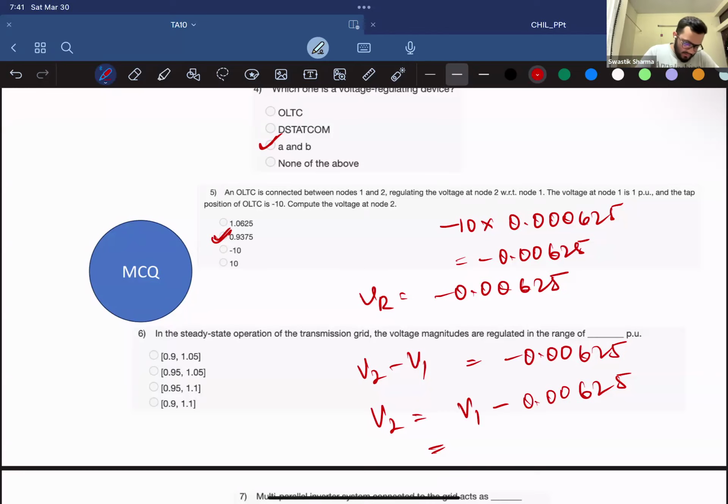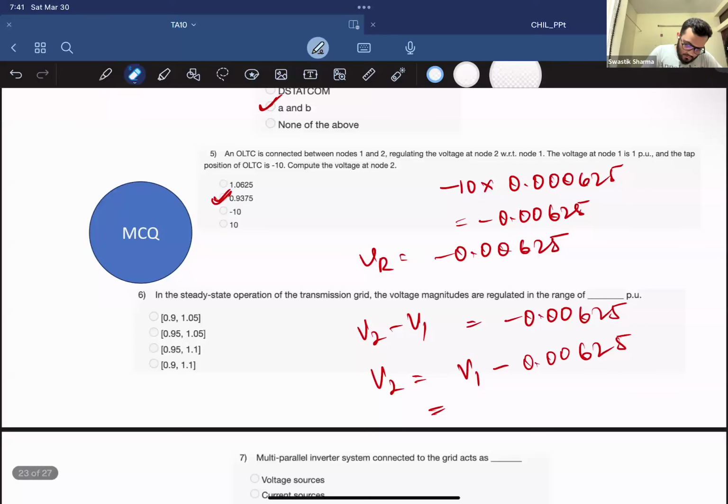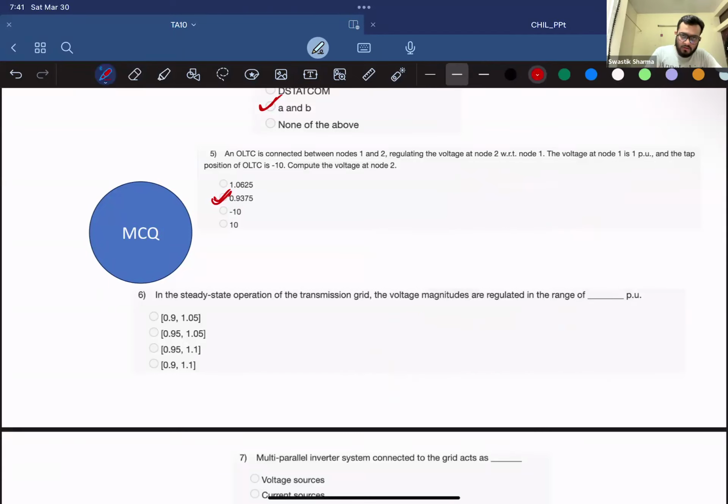Yes. So the answer is 0.9375. Next question. In the steady state operation of the transmission grid, the voltage magnitudes are regulated in the range of dash per unit. Very easy, right? We discussed at length today. Yeah, it's 0.9 to 1.1.